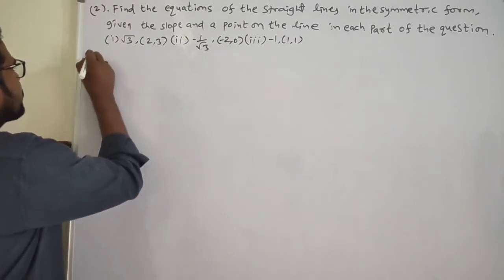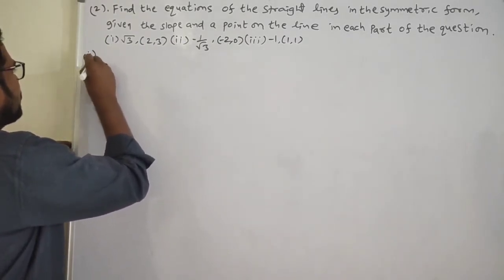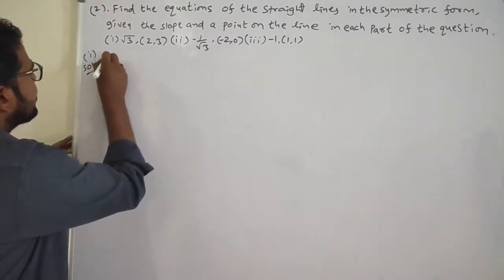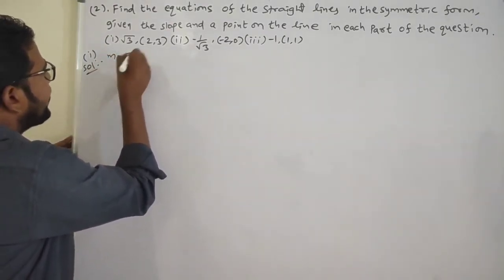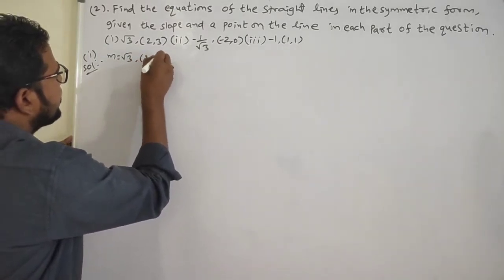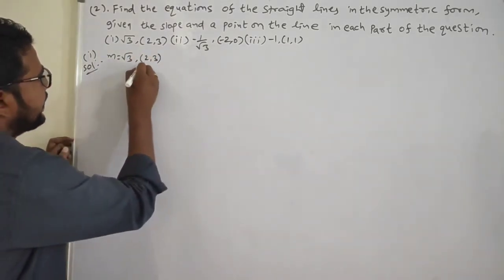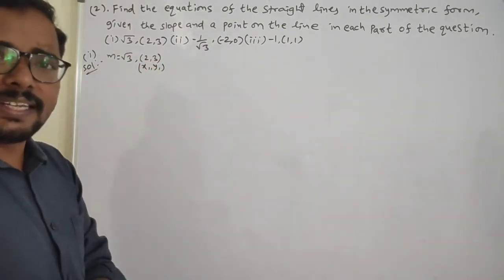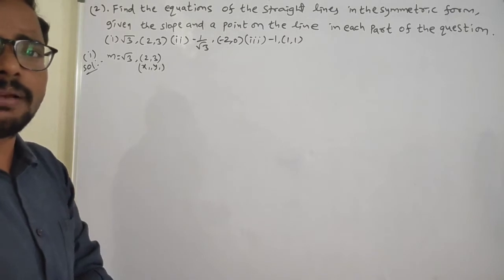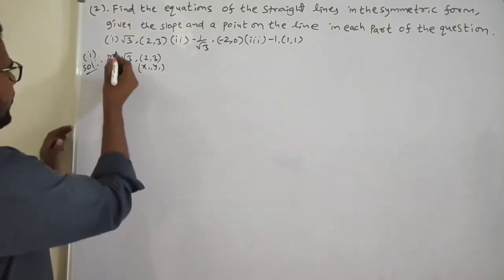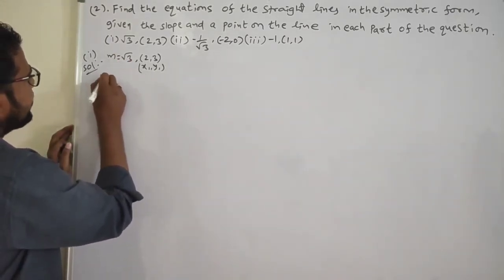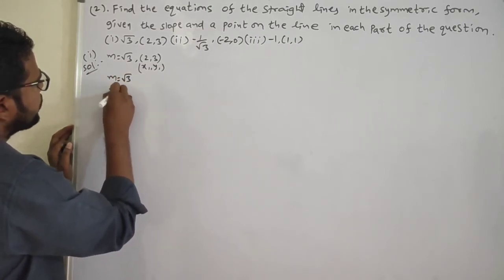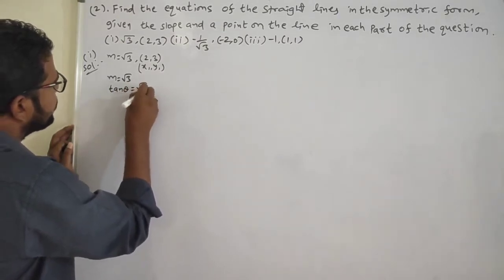So first solution of first one. What is given? Slope, slope means m. So given m is equal to root 3 and point x1 y1 is equal to 2 comma 3. Take it as x1 y1. So from this slope, can we find the theta? Yes, by using formula m is equal to tan theta. So tan theta is equal to root 3.